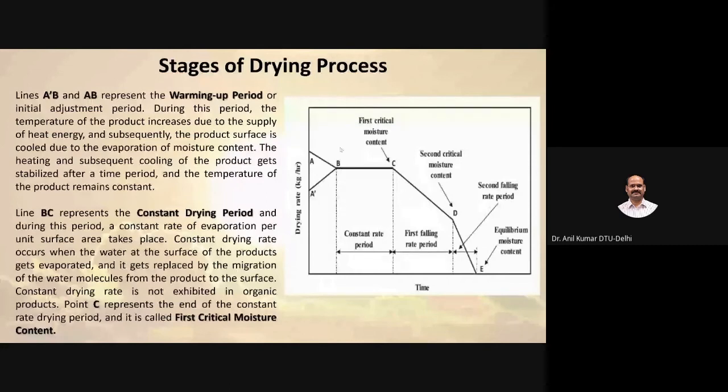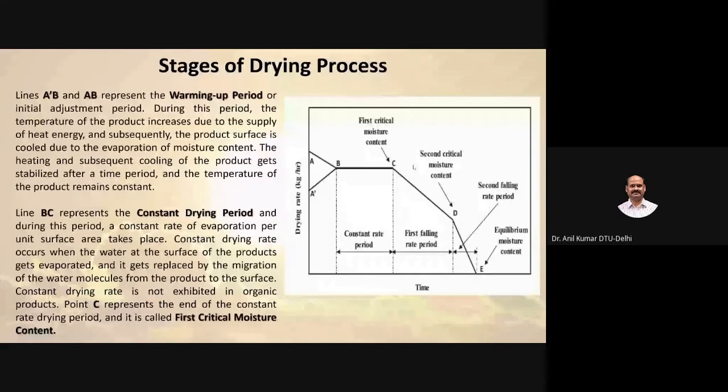Now this is BC, the constant drying period. In this period, evaporation per unit surface area takes place at a constant rate when the water at the surface of the product evaporates and is replaced by migration of water molecules from the inner core to the surface. Diffusion also takes place at the same time, moving moisture from the core to the surface. So this is the constant drying period, and C represents the end of the constant drying period, the first critical moisture content.